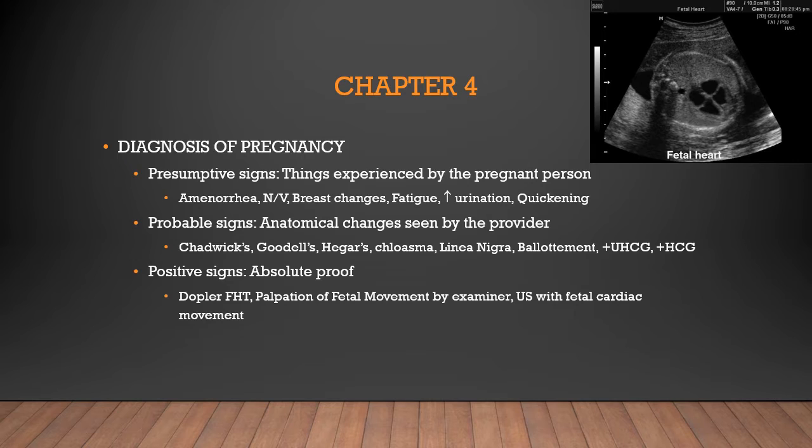So those would all be signs that would say to us, we need to do some further testing to see if you're pregnant. Probable signs are anatomical changes seen by the provider. So this would include Chadwick's, Goodell's, Hegar's sign, chloasma, linea nigra, ballottement, and a positive urinary pregnancy test or a positive blood pregnancy test. So those are all just probable signs because there are certain things that could give you false pregnancy tests.